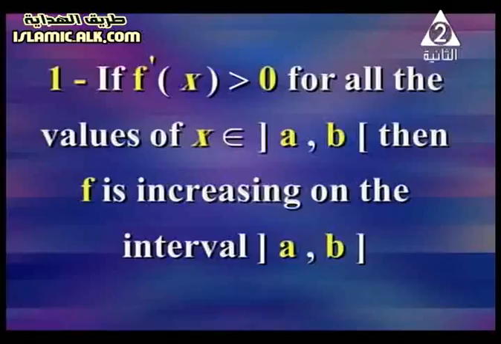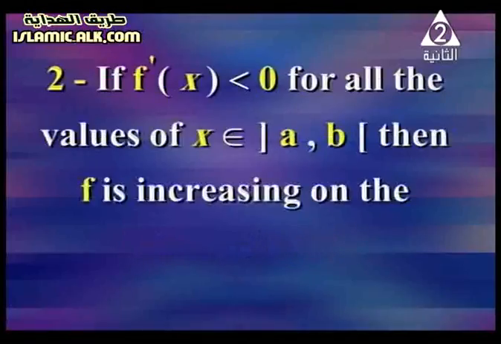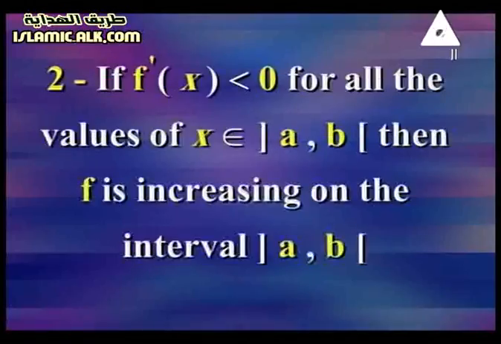Dear student, remember: f dash x more than 0, or positive, for all values of x belonging to the open interval (a, b). What do we deduce? The function is increasing on this interval (a, b). Number 2: if f dash x is smaller than 0 for all values of x belonging to the open interval (a, b), then the function is decreasing on the interval (a, b).